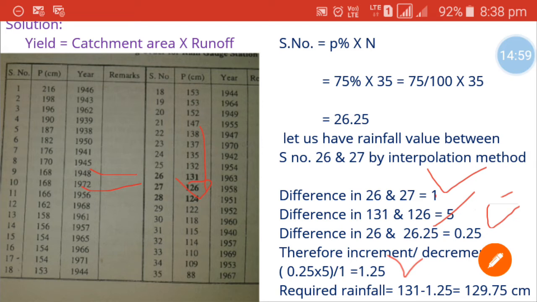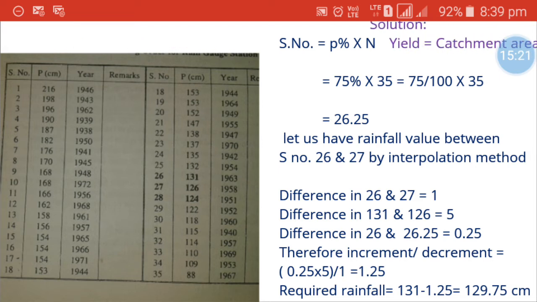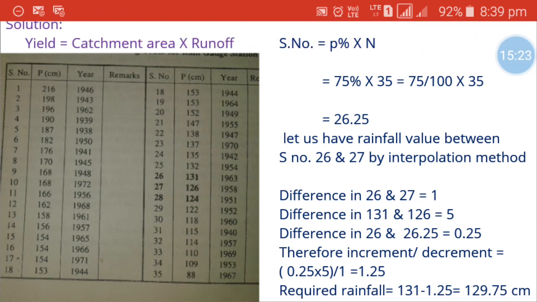is equal to 131 minus 1.25, and that is equal to 129.75. So this value of rainfall, 129.75 centimeter, corresponds to 75% dependability. So this is to be used for runoff calculations. We shall see these steps in the next slide.